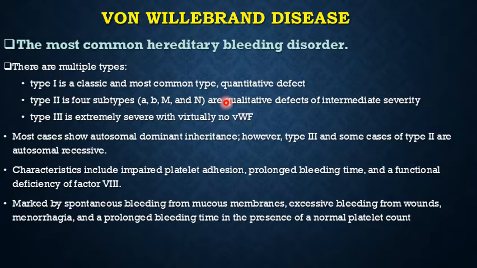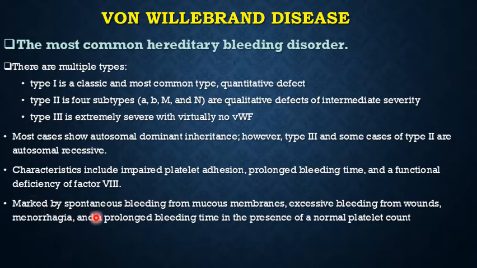It is totally absent. Most cases show autosomal dominant inheritance. However, type 3 and some cases of type 2 are autosomal recessive. The characteristic features of von Willebrand disease include impaired platelet adhesion, as von Willebrand factor is very important to the adhesion of the platelet. So when there is impairment in the function of the platelet, it will lead to a prolonged bleeding time, and at the same time, functional deficiency of factor VIII. We have factor VIII, but without von Willebrand factor, which is important to stabilize factor VIII, this leads to a functional defect or deficiency in factor VIII.